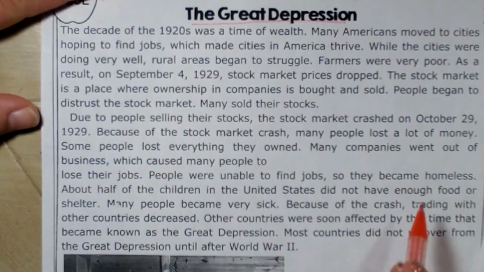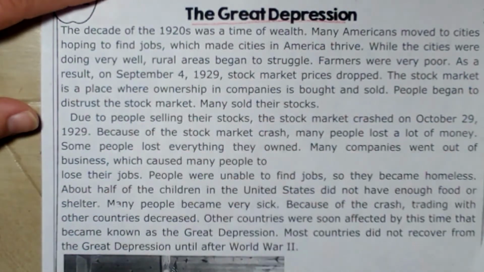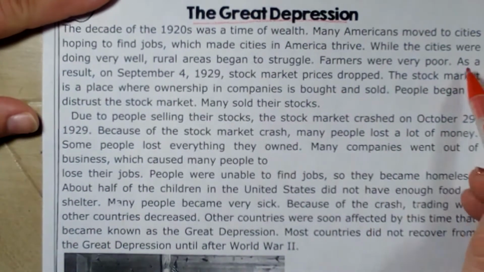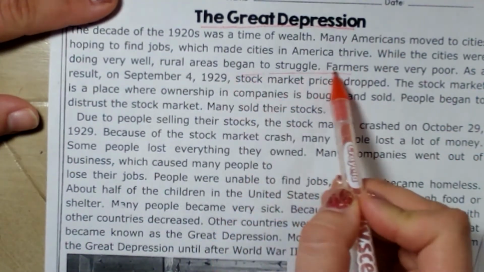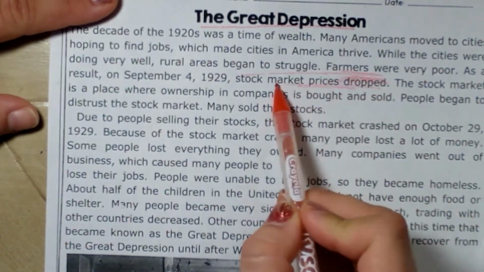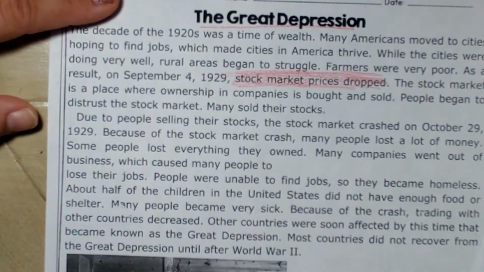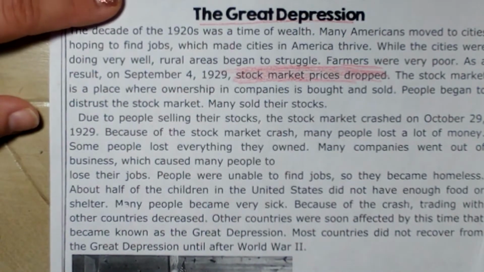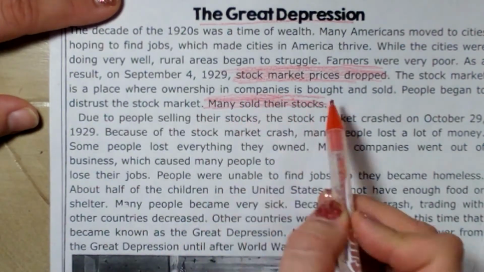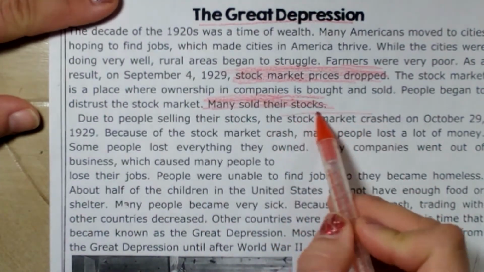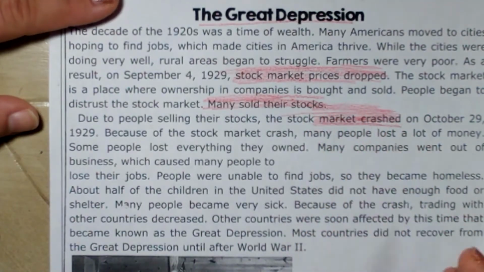So, all of them losing the money and everything is called the Great Depression. So what caused everybody to lose their money? So I'm going to, let's see here. Stock market prices dropped. So you're following along and doing the same. Many people sold their stocks. The stock market crashed. And that caused people to lose their jobs and things.